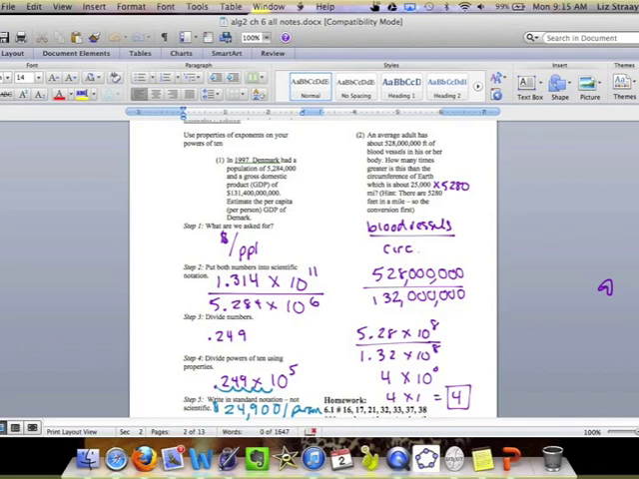Your homework is as listed on the bottom, all from section 6.1. There are some scientific notation problems, and then there's some other exponent property problems.